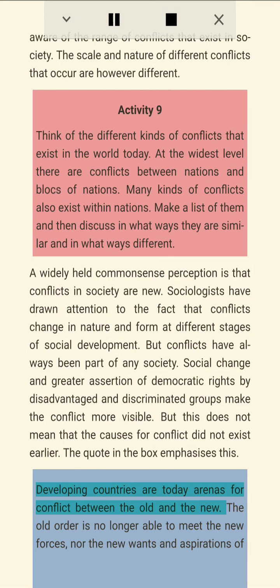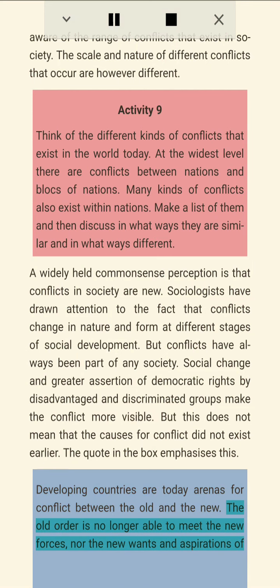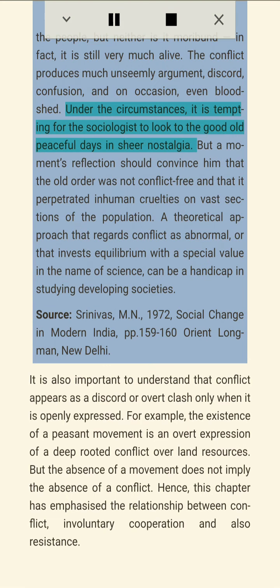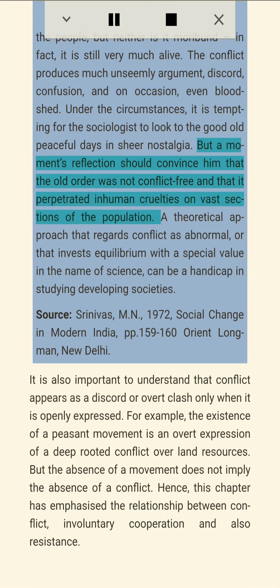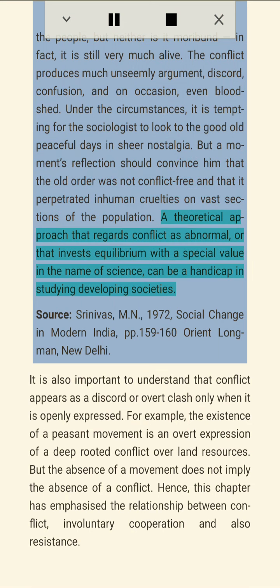Developing countries are today arenas for conflict between the old and the new. The old order is no longer able to meet the new forces, nor the new wants and aspirations of the people, but neither is it moribund. In fact, it is still very much alive. The conflict produces much unseemly argument, discord, confusion, and on occasion, even bloodshed. Under the circumstances, it is tempting for the sociologist to look to the good old peaceful days in sheer nostalgia. But a moment's reflection should convince him that the old order was not conflict-free and that it perpetrated inhuman cruelties on vast sections of the population.